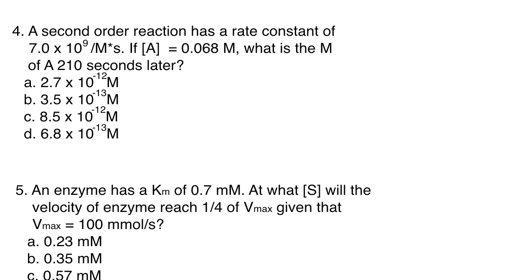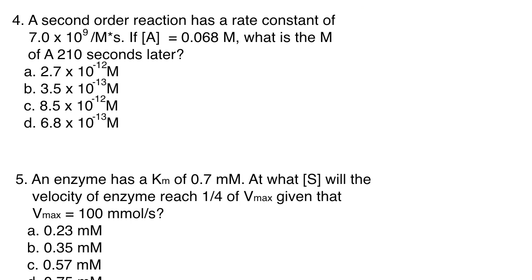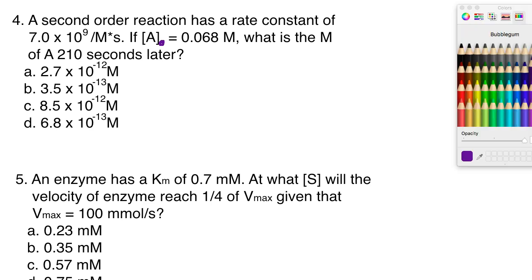All right, number 4. A second order reaction has a rate constant of 7 times 10 to the 9th per molarity second. If the A, and we said this is going to be A naught, right? If A naught, the concentration at beginning time, is 0.068 molarity, what is the molarity of A 210 seconds later from whatever that initial time was? So let's take a look at how we would solve this one.